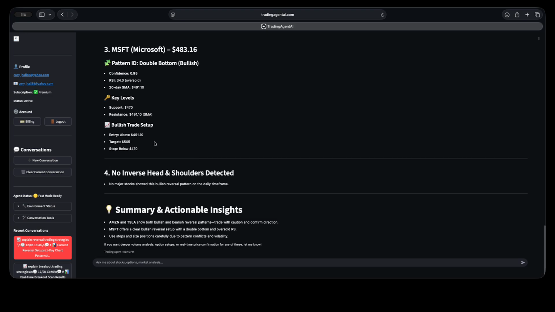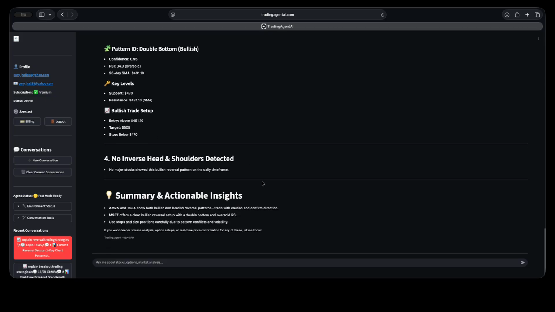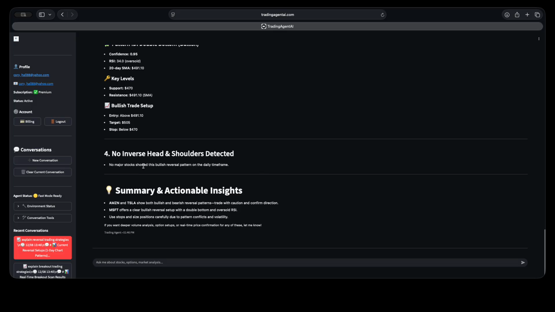And so your bullish trade setup here is going to be an entry above 491. So we're just going to confirm that it's going up. And then your target's going to be 505. And your stop is going to be below 470. And so no major stocks showed this bullish reversal pattern for head and shoulders.